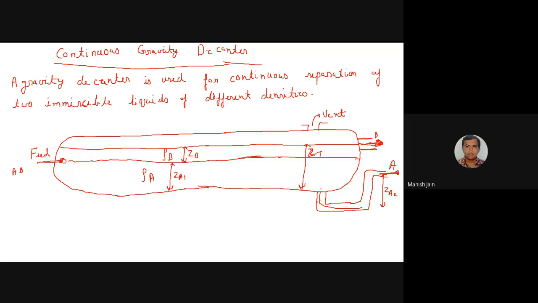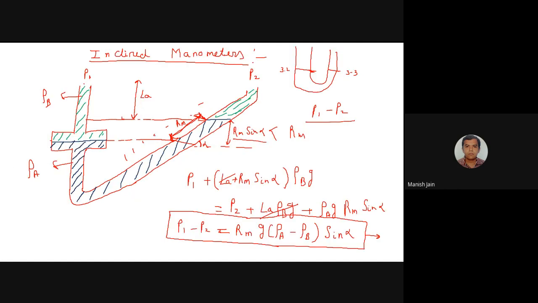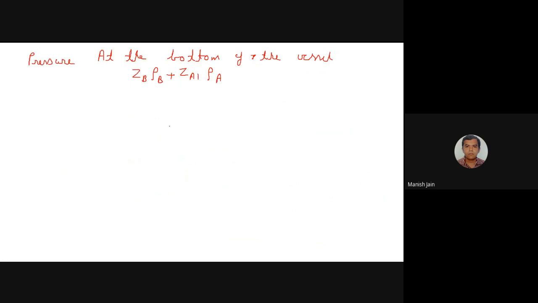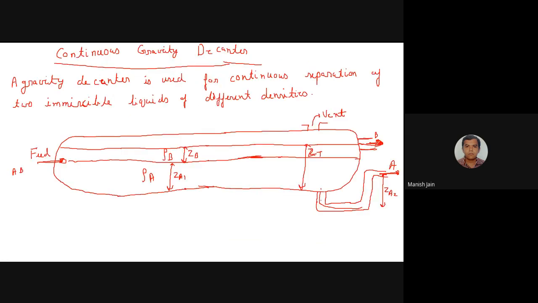The pressure difference gives you the pressure at this point. So ZB rho B plus ZA1 rho A, multiplied by G, gravity. From that equation, multiplied by G, you will get the pressure at the bottom of the tank. And that pressure should be equal to the pressure at the overflow point, because the fluid is overflowing from this point. The pressure at this point is responsible for the overflow, so the pressure at this point should be equal to the pressure at that point, then only fluid will come out from this point as an overflow.